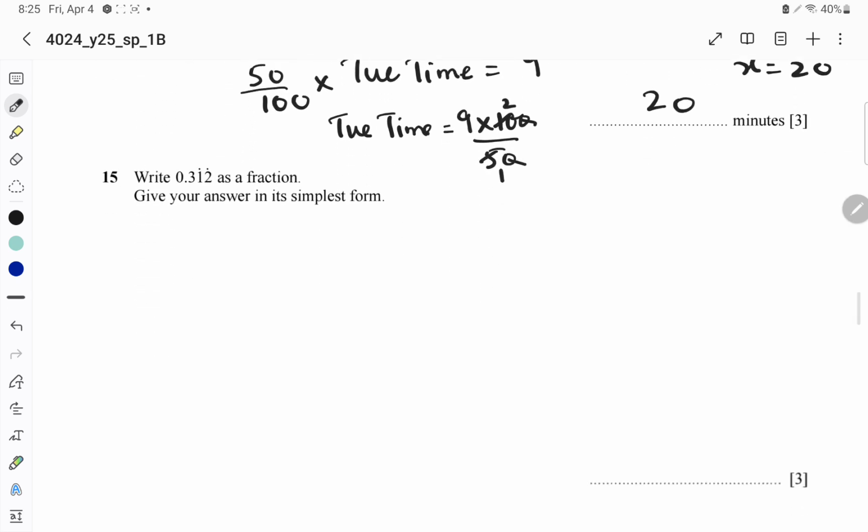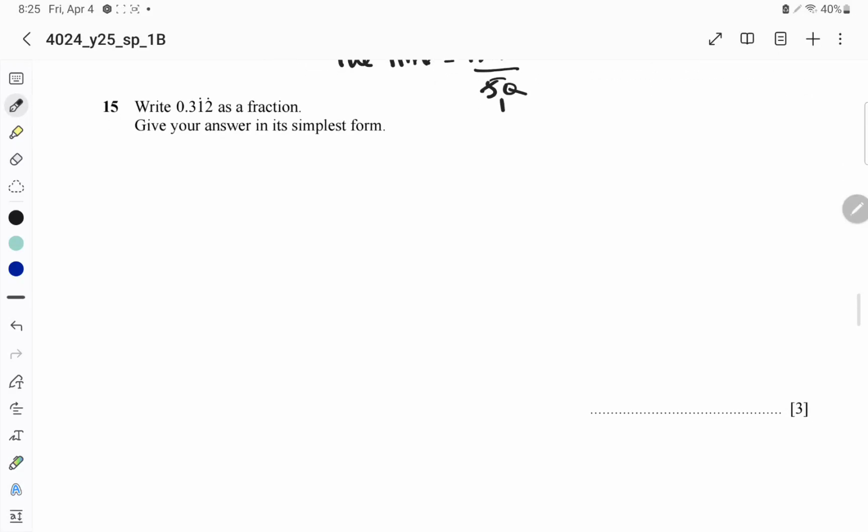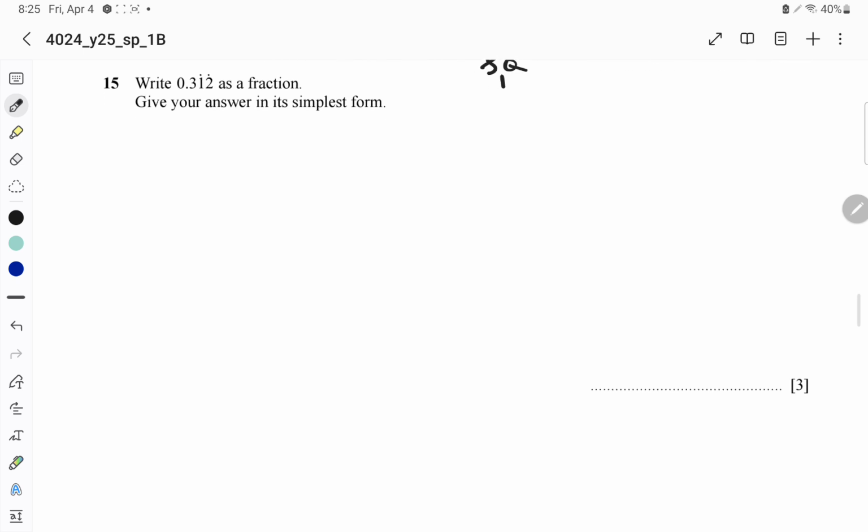All right, question number 15. Recurring decimals, this topic they have added in this year. Surds, rationalizing, and this topic, exponential growth and decay. These topics they have added this year. That's why we are doing the specimen papers for 2025.